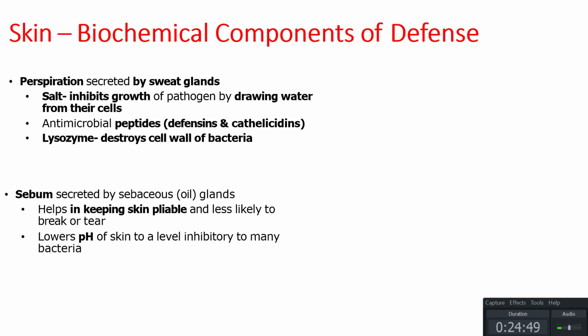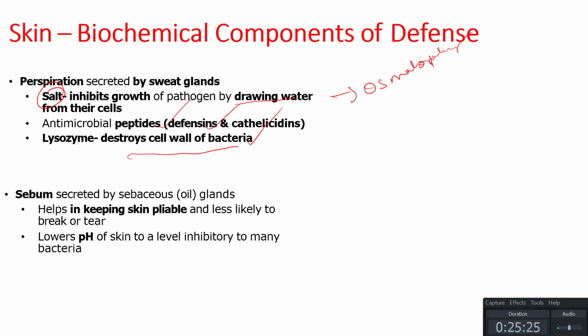Then there is something called perspiration secreted by the sweat glands. So whenever any sweat comes out of the body, that also contains salt. So that inhibits the growth of the pathogen by drawing the water. So that leads to the osmolality change here. Whenever the high salt concentration is there, then it will remove the water from the cells. Then some antimicrobial peptides will be there, like defensins or cathelicidins, and then the lysozyme that destroys the cell wall of bacteria.